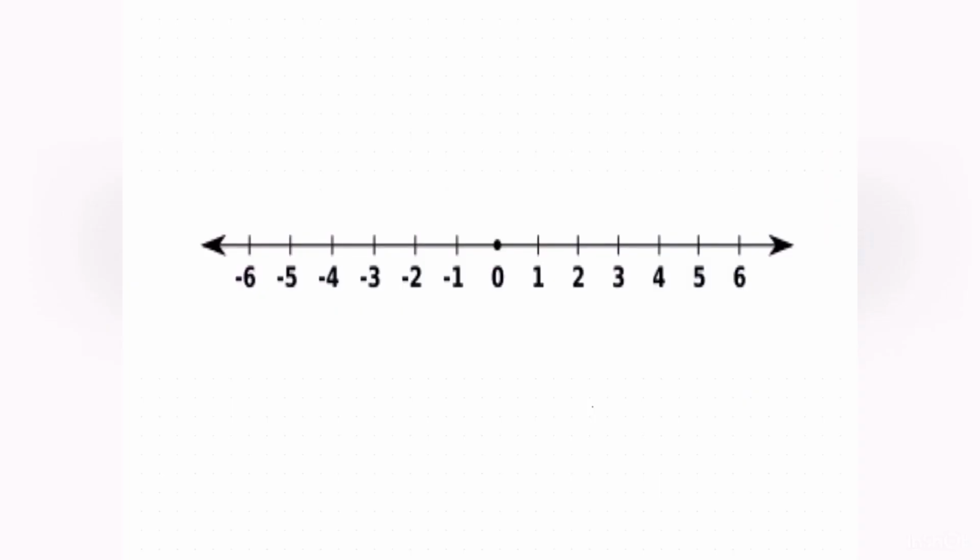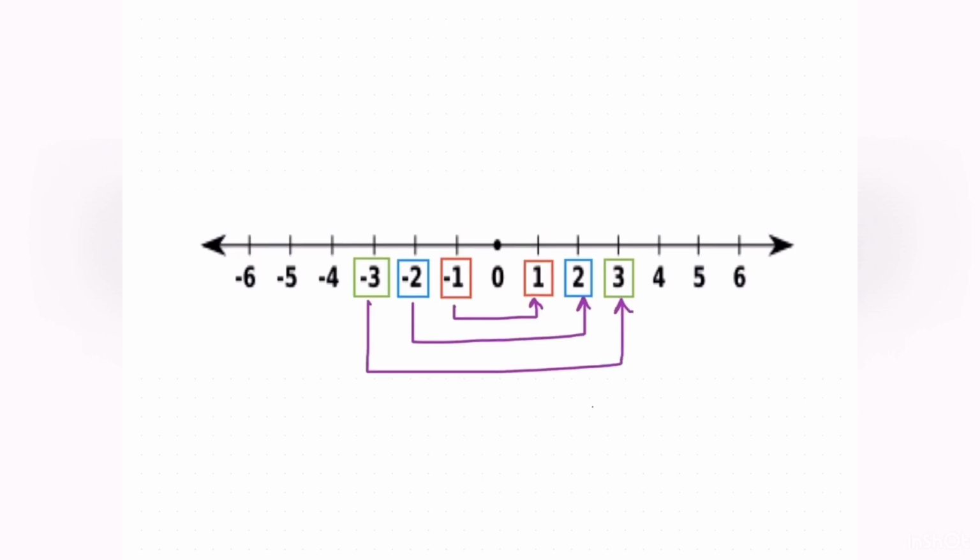Every integer except 0 has a corresponding integer. Integer 1 has -1 as a corresponding integer. Integer 2 has -2 as a corresponding integer. Integer 3 has -3 as a corresponding integer. Similarly, every negative integer will have a corresponding positive integer.